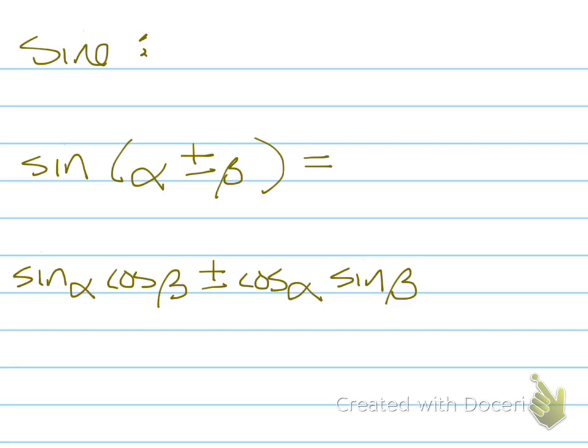And the sine of the sum or difference of two angles is going to be sine of the first angle, cosine of the second angle, and then the same sign as what is inside the parentheses, and then cosine of the first angle, sine of the second angle.